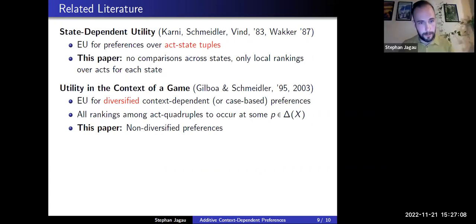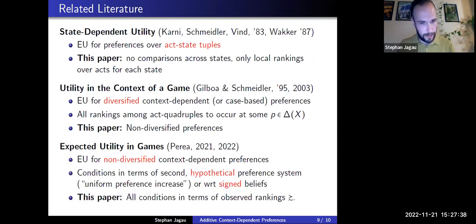Okay, so we have the work by Gilboa and Schmeidler, of course. That's what it's mathematically most closely related to, and what I'm changing here is that they look at diversified preferences for all act quadruples. They need any permutation over rankings to occur at some belief. What I'm really doing here is I throw in those non-diversified preferences where we don't need that kind of richness. So in terms of games, what that allows me is to look at all game matrices rather than just a subset of game matrices that are diversified.